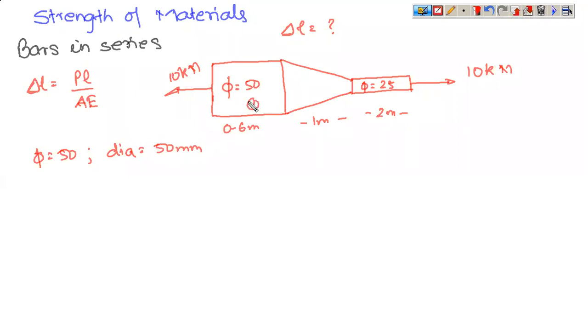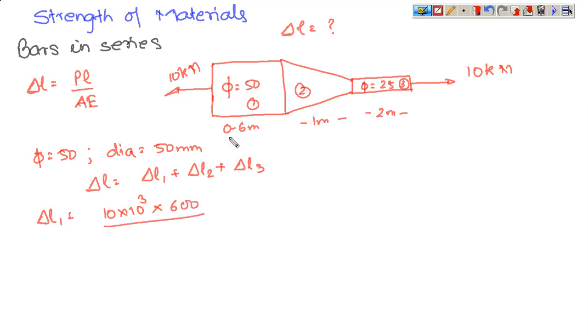So let this section be 1, let this section be 2, and let this section be 3. So delta L total will be equal to delta L of 1 plus delta L of 2 plus delta L of 3. So delta L of 1, it will be acted upon by the same load. So this is 10 into 10 to the power 3 into PL, L is 0.6 meters, so it is 600, by AE, it is pi by 4 into 50 square, and whatever value of E is given, you can use it.